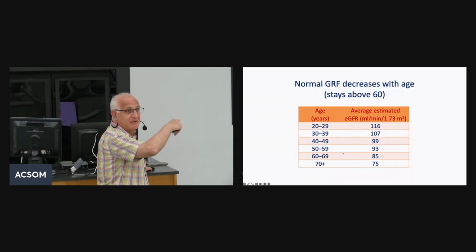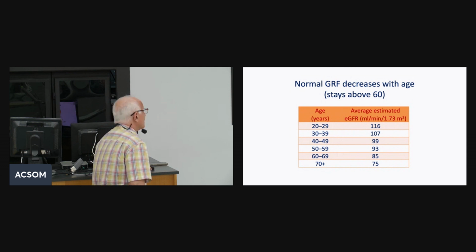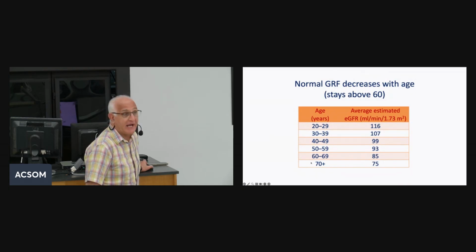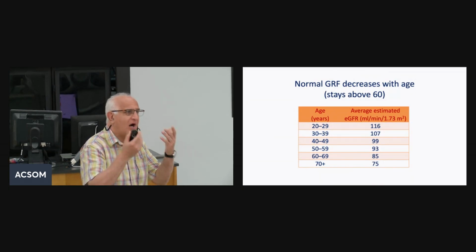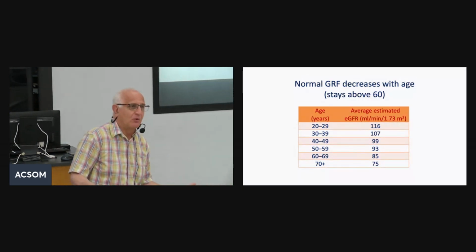Should I memorize these numbers? Absolutely not. I don't know these numbers as a nephrologist. I just know the concept. The concept is that our GFR goes down physiologically as we age. Makes sense, right? We don't have the same knees, the same eyes, the same heart. Why would we think that the kidneys will not age when we are older, right?